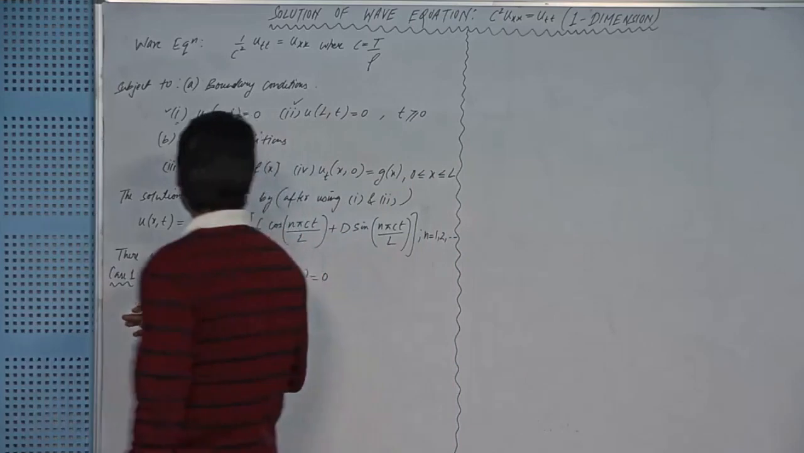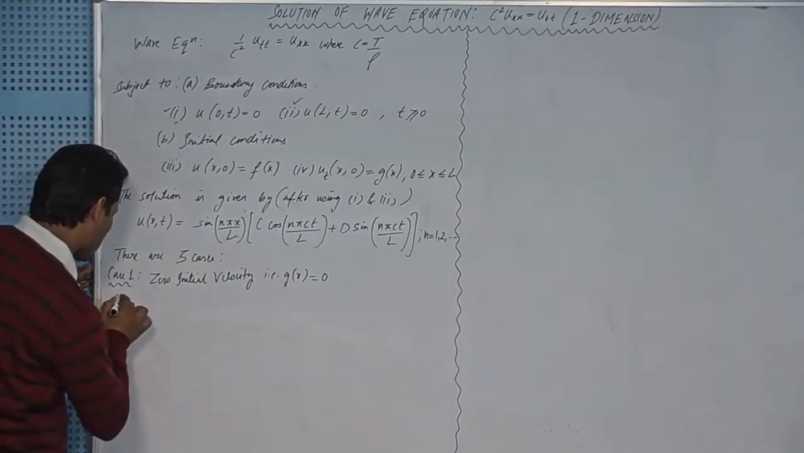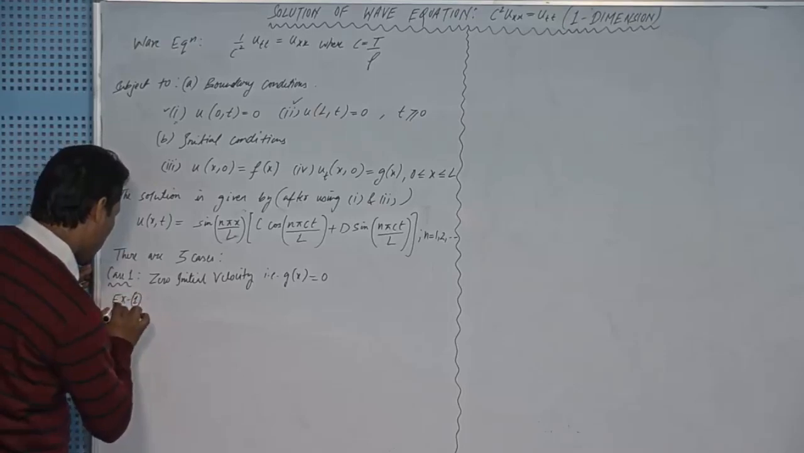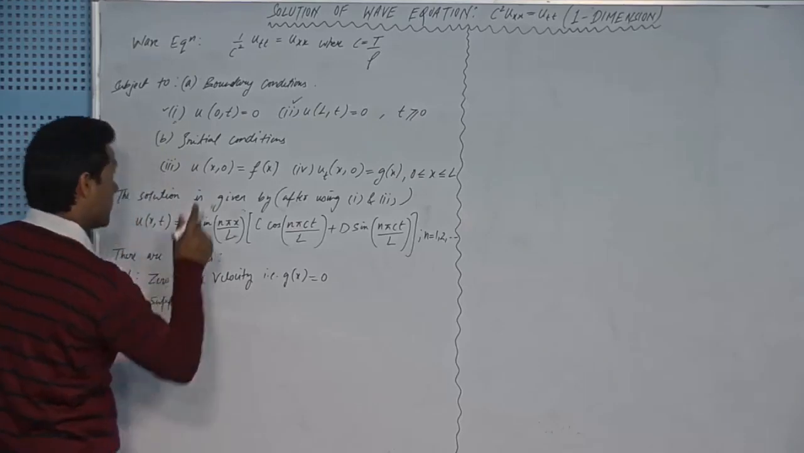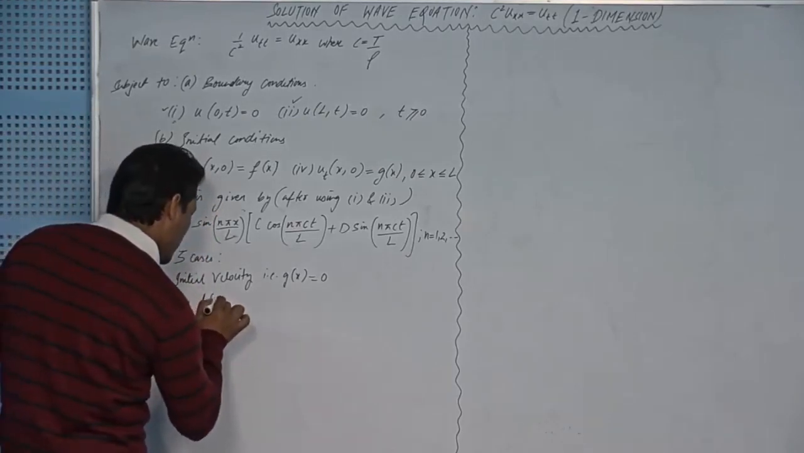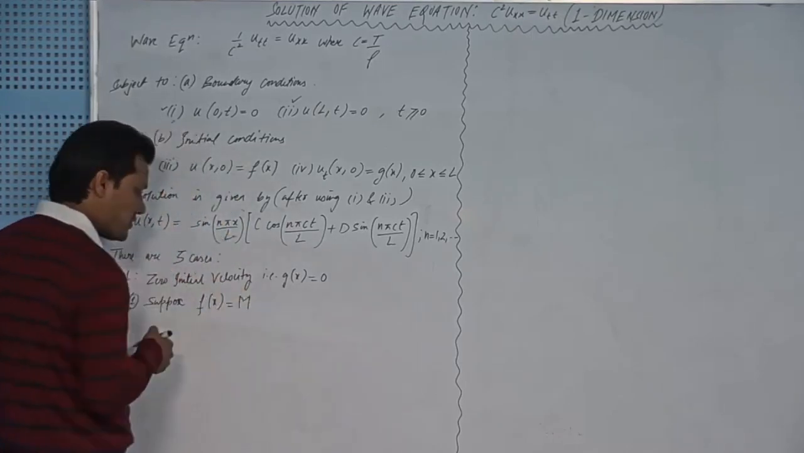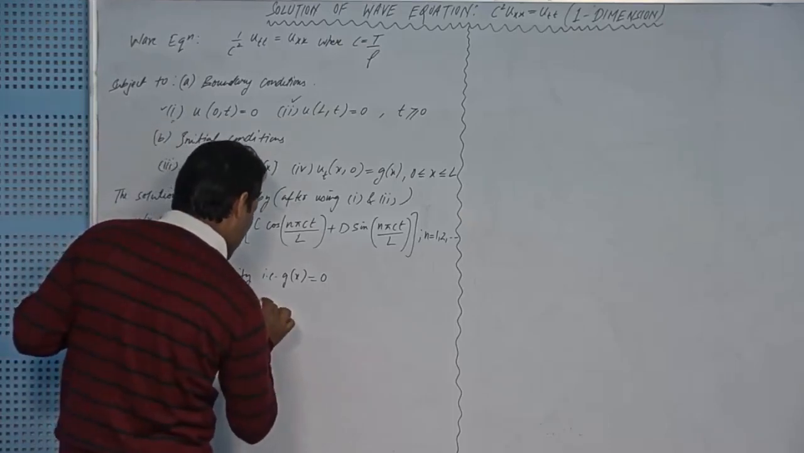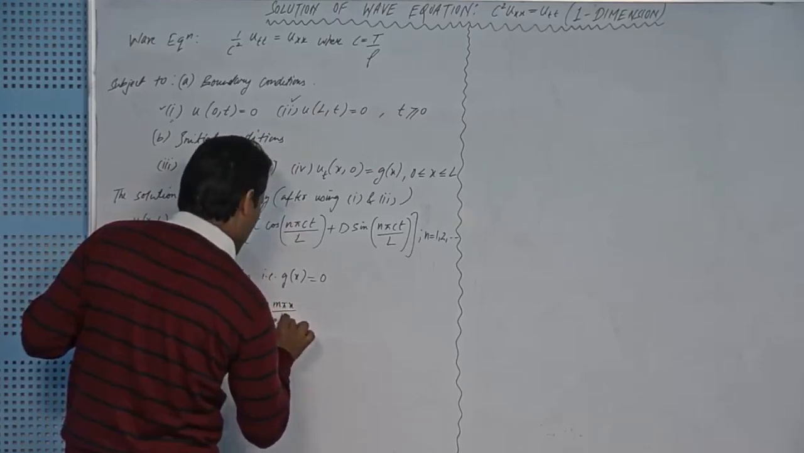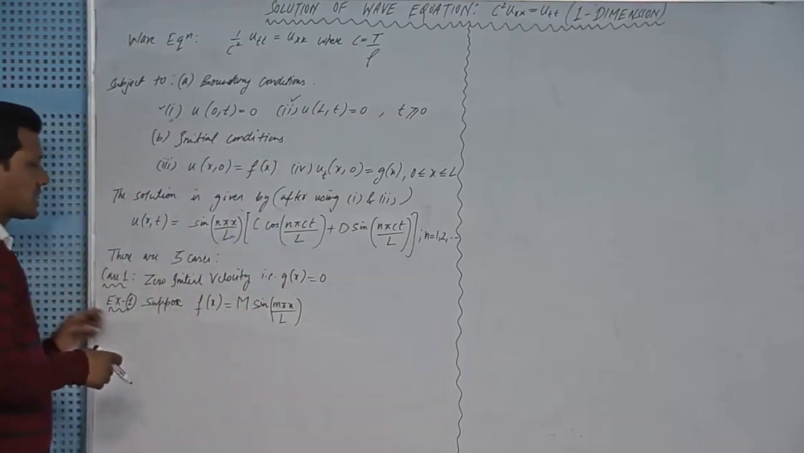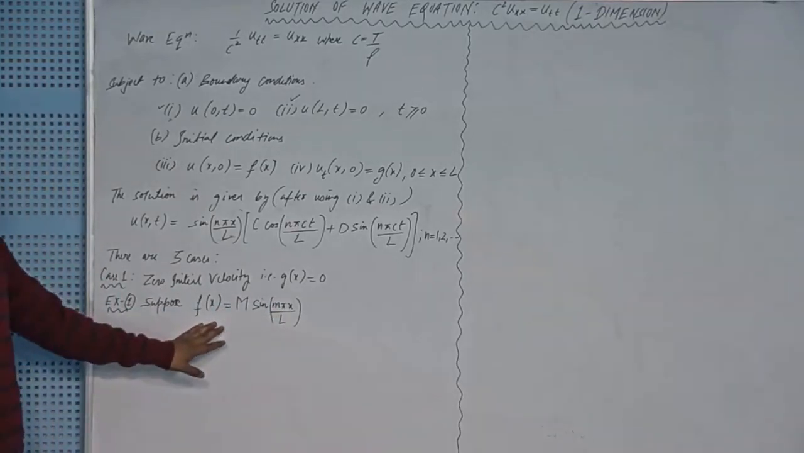Let me take f(x) as some function. Let me take it as example 1. Suppose f(x) is equal to M times sine(m pi x over L). Capital M is a constant, small m is also constant. So this is your f(x).